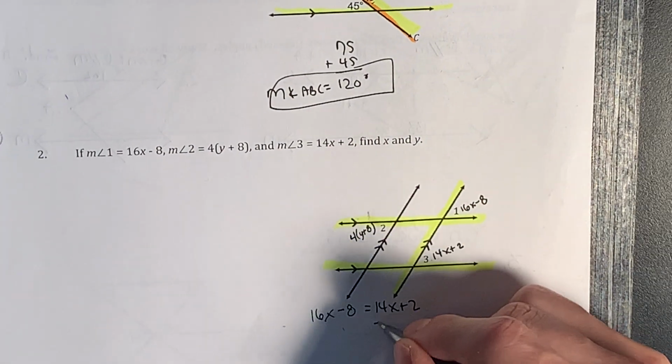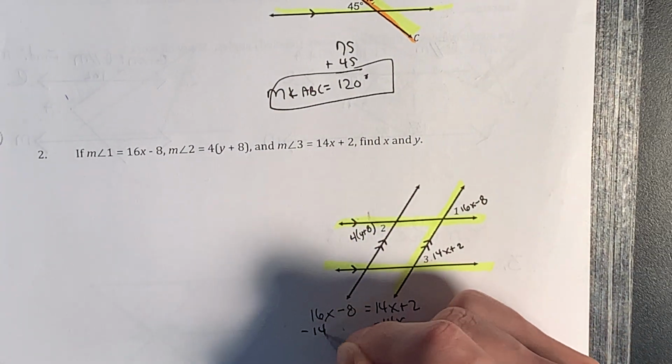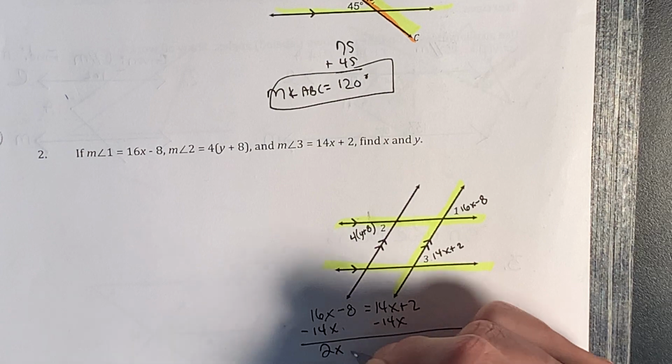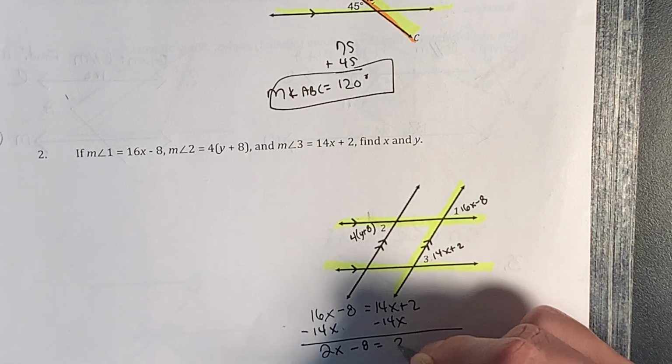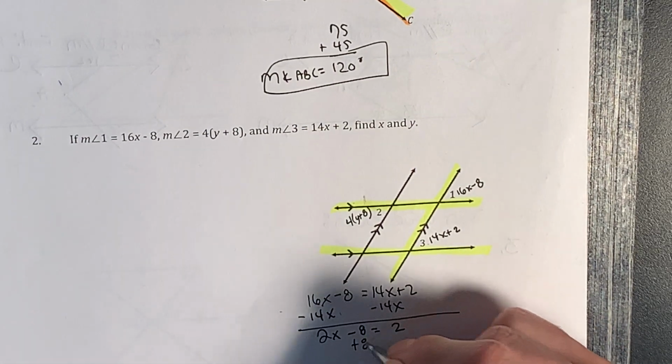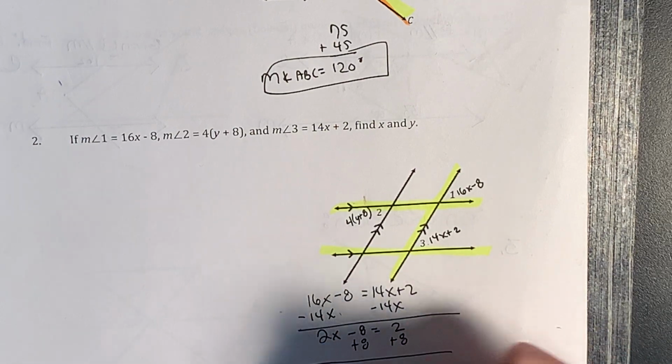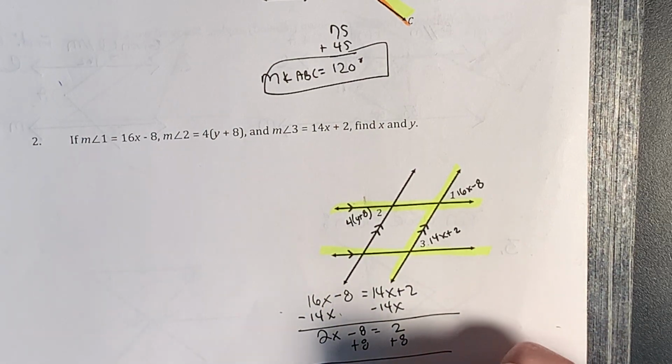I'm going to subtract the 14x. So 2x minus 8 equals 2. I'm going to add the 8. So 2x equals 10, divide by 2, x is 5.